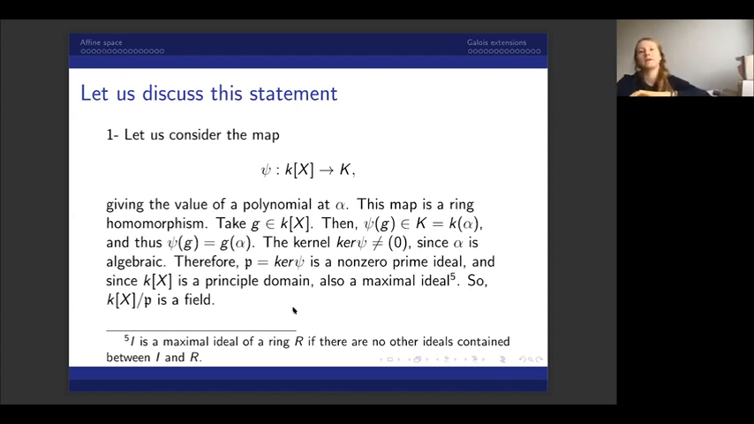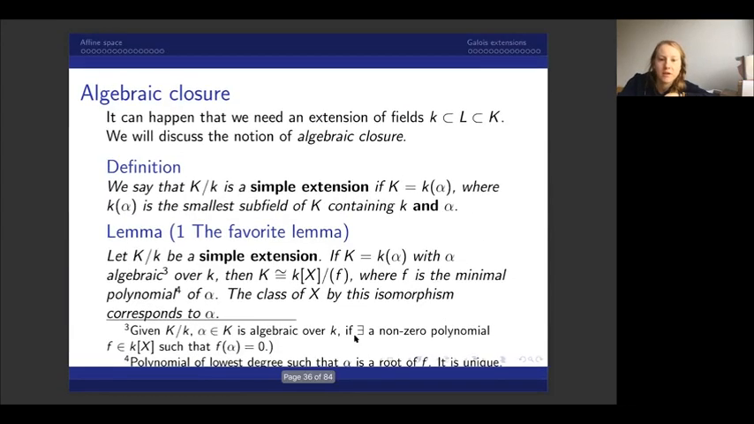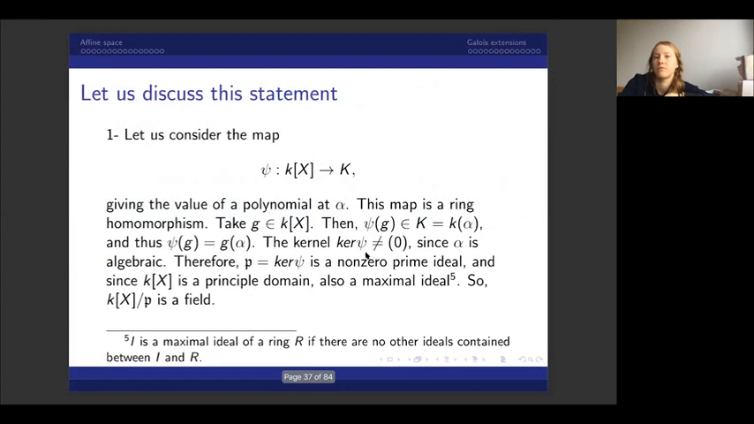Why? Well, it's not empty because alpha is algebraic. So in particular, we said that if alpha is algebraic, there is a polynomial such that f of alpha is zero. So you're looking at all the elements which are zero here to have your kernel. So it's not empty because alpha is algebraic. So you can define some P equals to kernel of psi as a non-zero prime ideal.